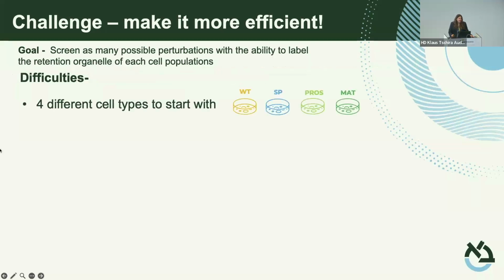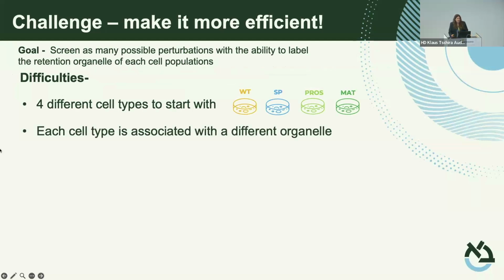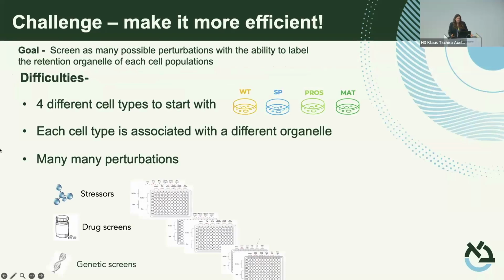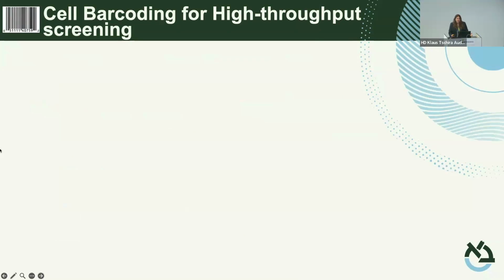What are the difficulties? First of all, we have, for starters, 4 different cell types, and each of these cell types is associated with a different organelle. And we want to do many perturbations, such as check some stressors, do some drug screens, genetic screens, and you see it can get to lots and lots of plates. Okay, so how can we make it more efficient, even with this high content screening system?